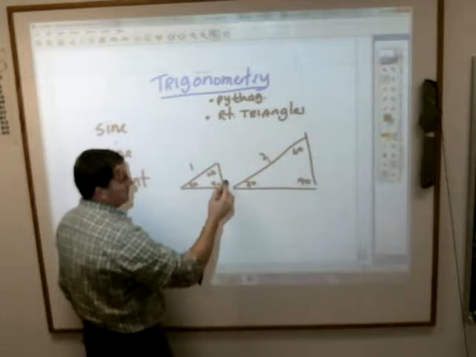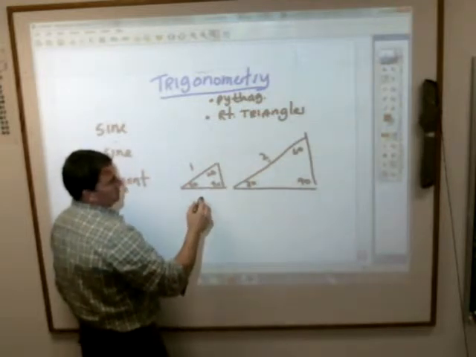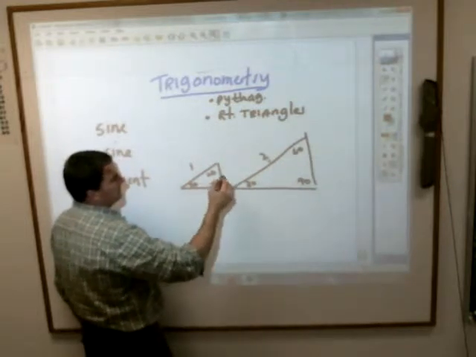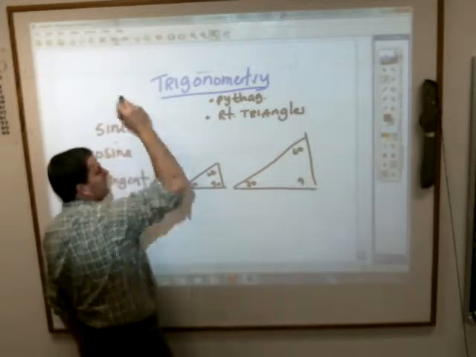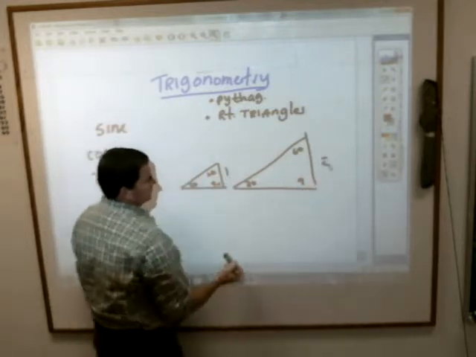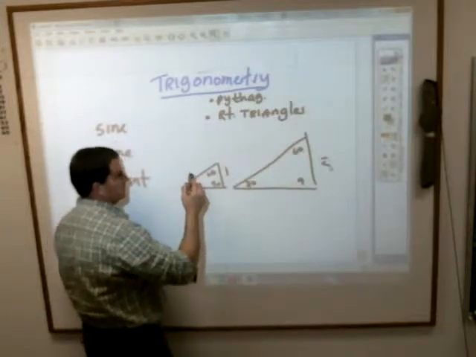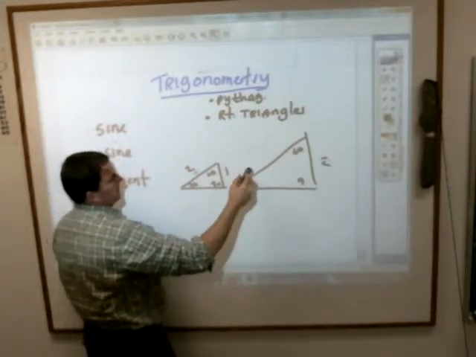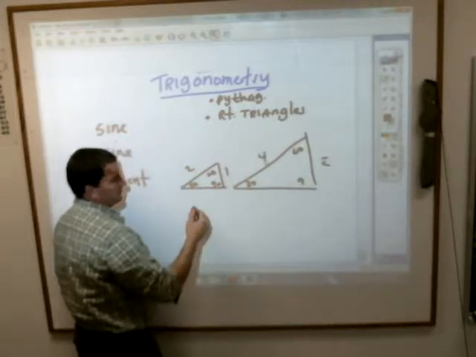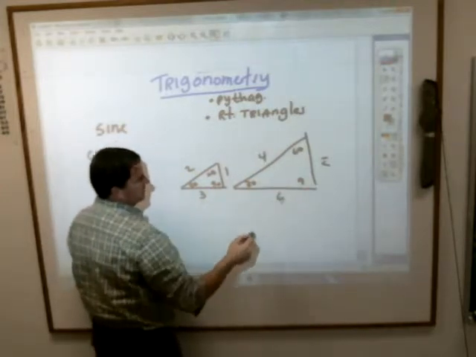Wait, sorry, let me change that. If this is 1 and this is 2, this side over here, we know what it is, it's 2. This side would be doubled as well, it's 4. And if this side here is 3, this side would be doubled at 6.